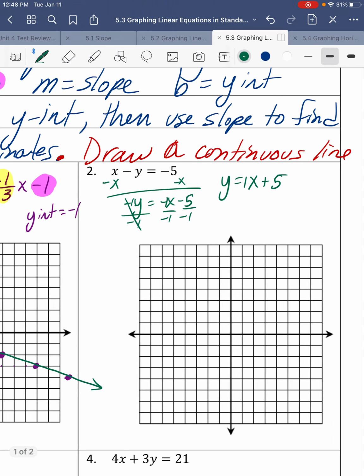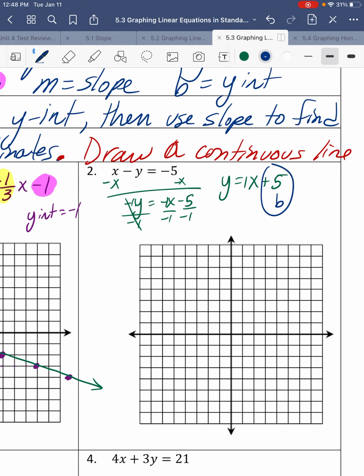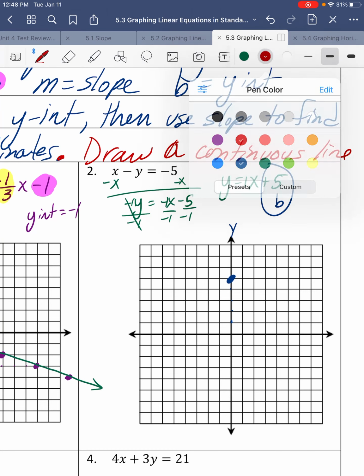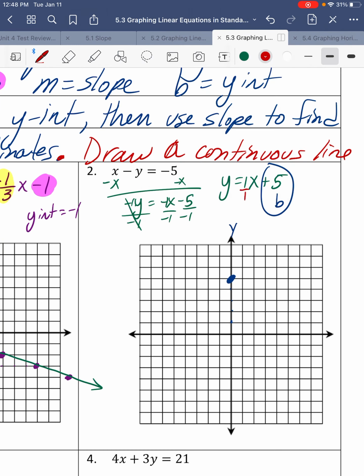All right, let's graph this. So we have our b, which is 5. So we're going to go up on the y-axis to where 2, 3, 4, 5. That is your y-intercept. That's where the graph is going to cross through the y-axis. Now we're going to take this slope, and we're going to use the slope. So this is your slope, your m. M is kind of like, we can say it's for moving.